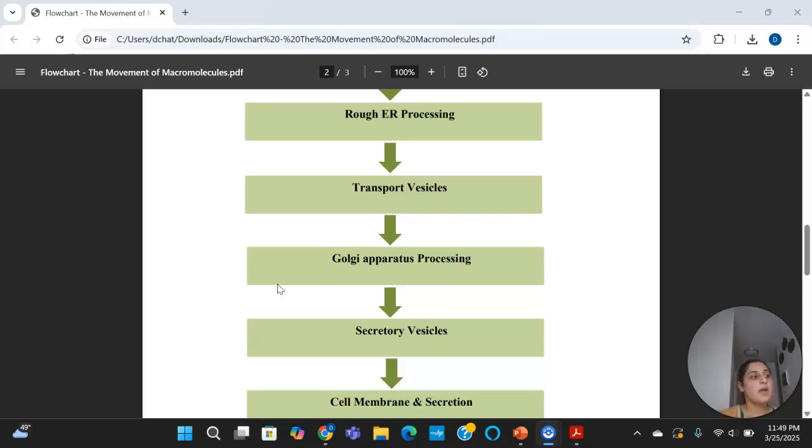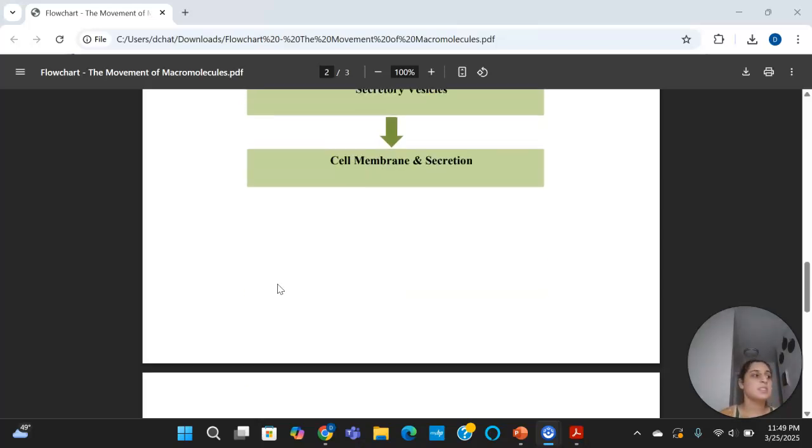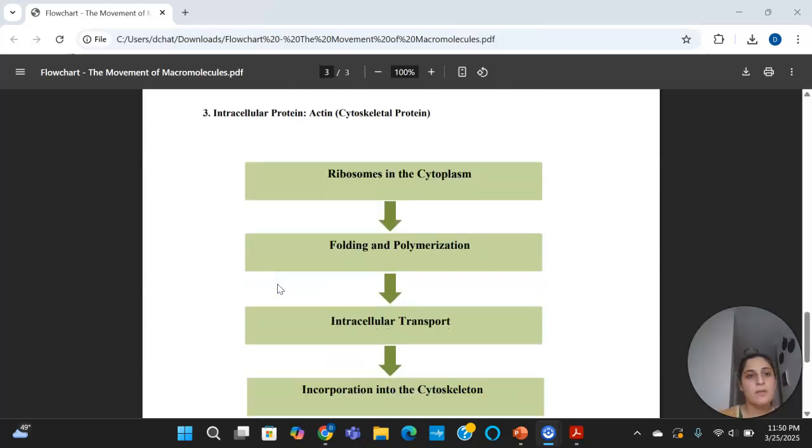Secretory vesicles carrying FSH approach the plasma membrane, and it is released into the extracellular environment when the vesicles merge with the plasma membrane. Cell membrane and secretion: in reaction to hormonal cues from the hypothalamus, FSH is released into the bloodstream through controlled exocytosis.